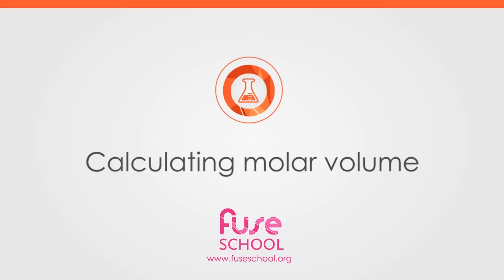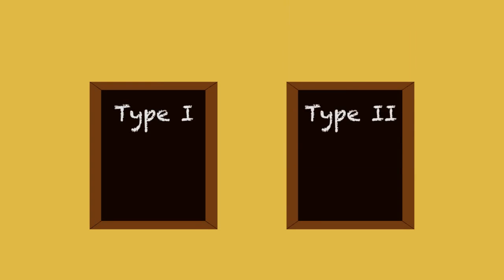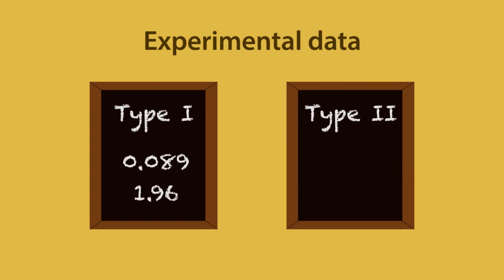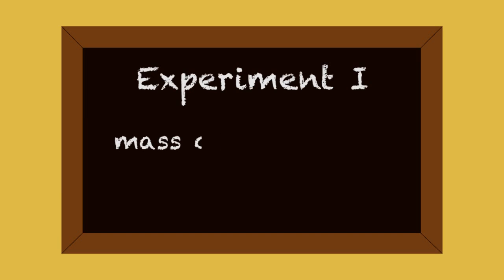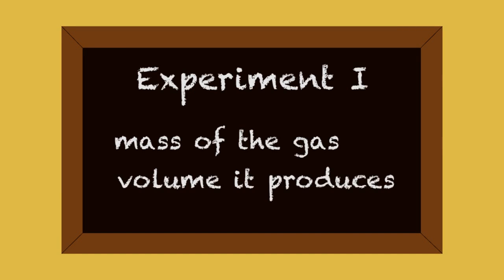In this video, we are going to learn how molar volumes of gases can be calculated from experimental data. There are two types of experimental data that can be used to do this, along with example calculations that can be applied to any other situation. In the first experiment, you can measure the mass of the gas and the volume it produces.